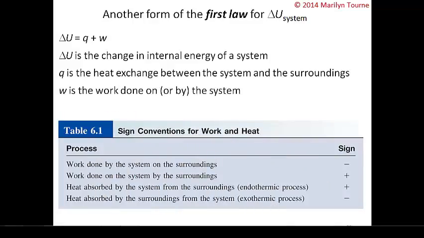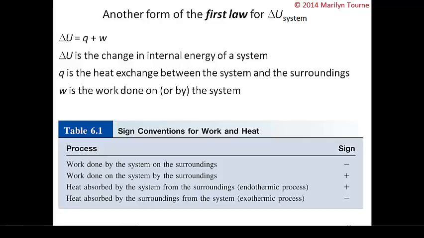So here's another form of the first law of thermodynamics. This one is a lot more useful to us chemists because all we care about is the internal energy of the system. It states delta U is equal to Q plus W. First, we drop off the system subscript from the delta U because obviously we only care about the system. So we know that this has to do only with the system, so we don't have to discern it from the surroundings.